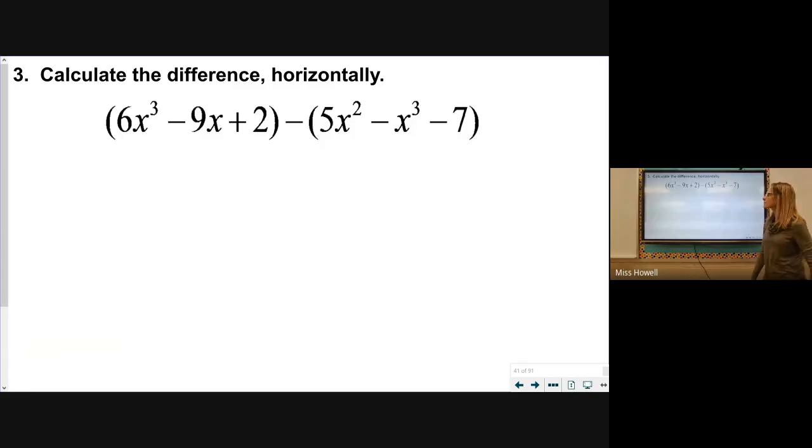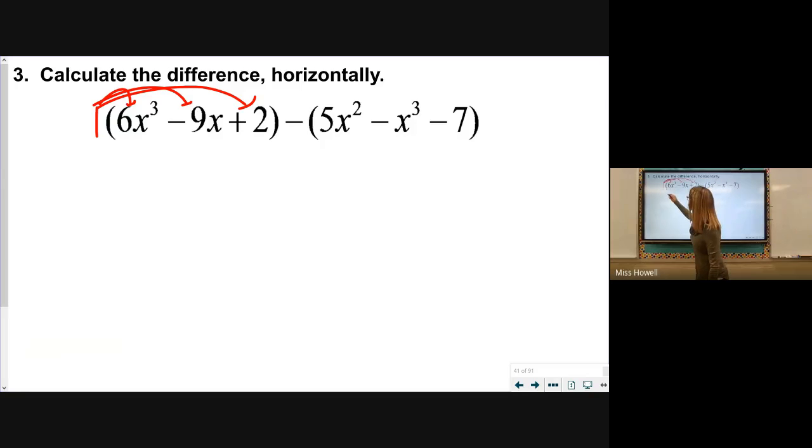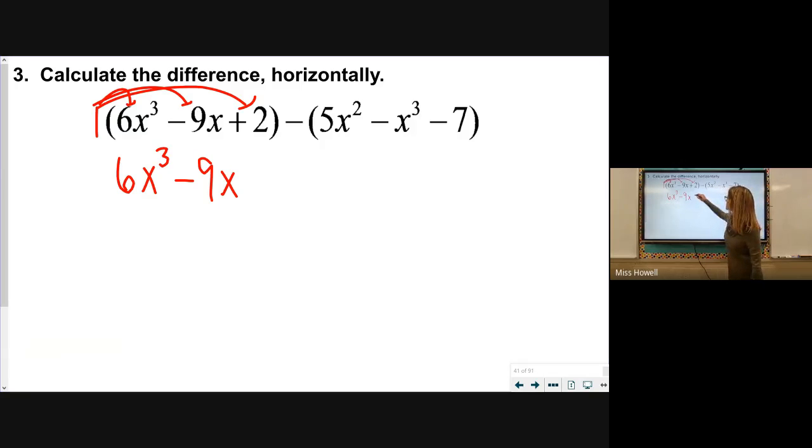And we want to calculate the difference horizontally. Remember, calculating a sum or difference horizontally is just as if the direction said simplify. We're going to distribute, and we're going to combine like terms. All right, so a +1 here to 6x to the third minus 9x plus 2. So 1 times 6x to the third is still 6x to the third. 1 times -9x is still -9x. And 1 times 2 is still a +2. Now, here's where you need to be careful, because remember, this is a -1. That whole thing is going to get shared or distributed. So it's a -1 times 5x squared.